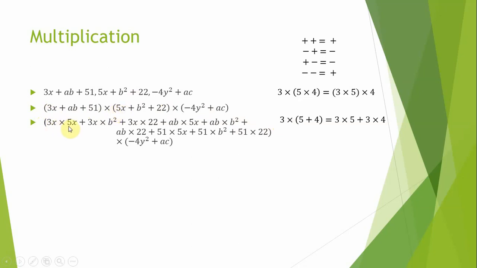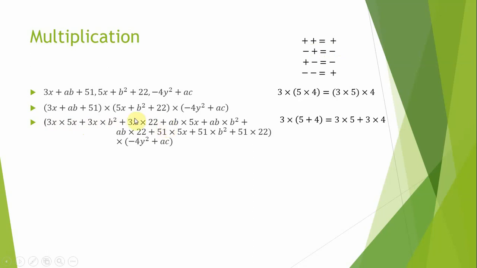So that's what I've written here. 3x into b square and 3x into 22. Note that the signs of the different terms within the expression are based on this property. So like terms give us positive and unlike terms give us negative. So 3x into 5x plus 3x into b square plus 3x into 22. Now we do the same thing with the second term.